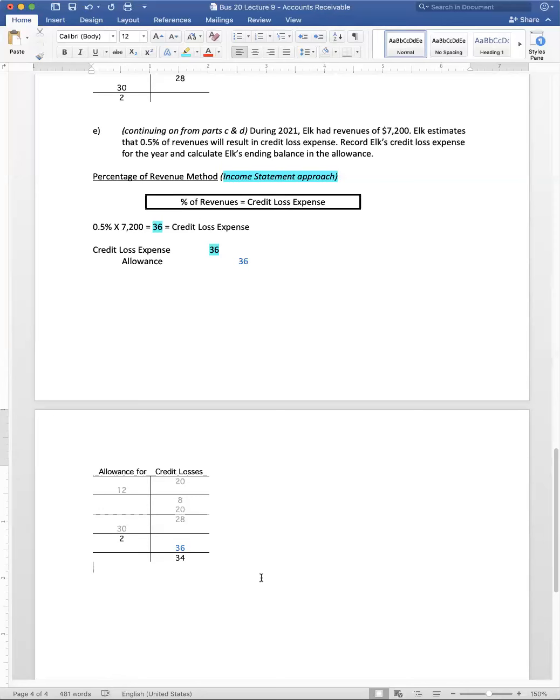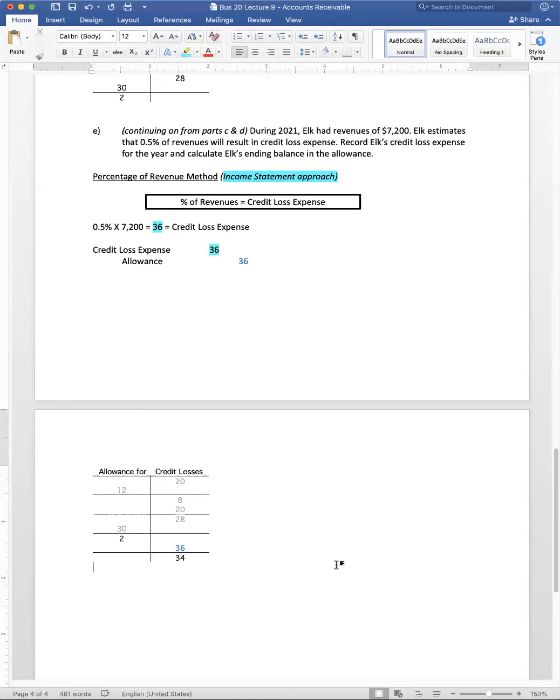Now, I know it's confusing to have two different methods that are backwards from each other. So why am I teaching you both of these? Well, the answer is both methods are allowed under the GAAP rules. And it's about a 50-50 split. Companies can choose either method, and about half of companies choose percentage of receivables, and about half of them choose percentage of revenues. So you are likely to encounter both of these in the real world.